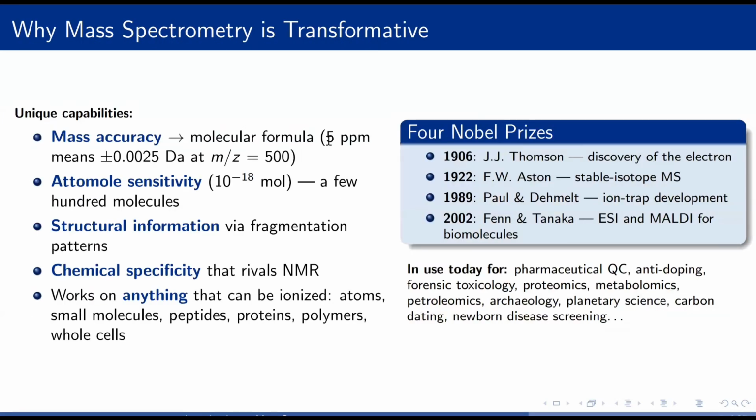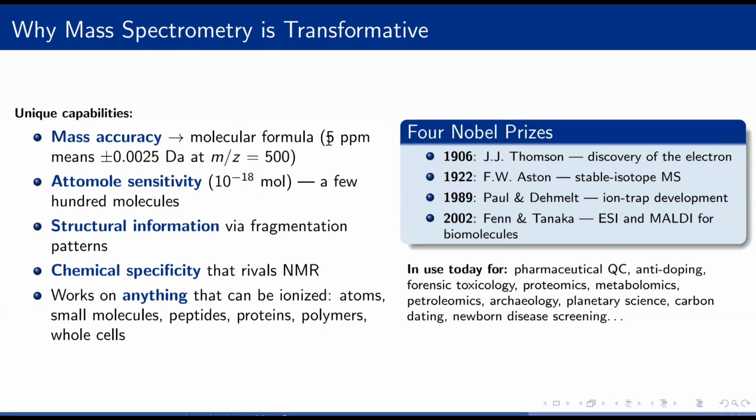Why is mass spectroscopy such a big deal that 4 Nobel Prizes have been awarded for its development? Let me walk you through the capabilities that make it unique among analytical methods. First, mass accuracy. A modern Orbitrap routinely delivers 1 to 3 parts per million mass accuracy at a typical mass of 500 daltons. That means plus or minus 2.5 thousandths of a dalton. With that accuracy, you can often determine the exact molecular formula of an unknown. No other technique can do that for a molecule you've never seen before.